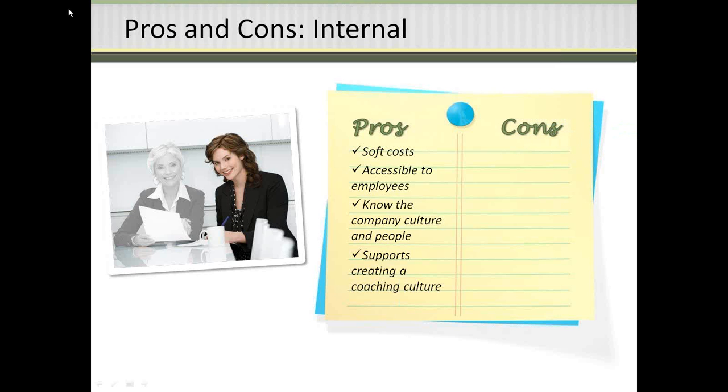Now, on the con side for internal coaches, confidentiality. So I'll give you an example. If the coach is actually also part of the human resource department, well, human resources has a code of ethics. They have responsibilities, legal obligations in terms of what the records are, where they're kept, and how they're kept. And some of that is really different from what happens with coaching confidentiality.